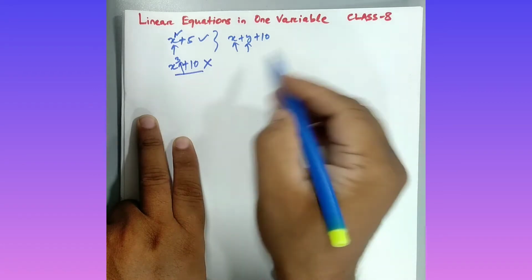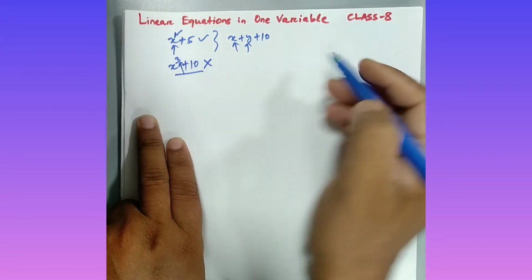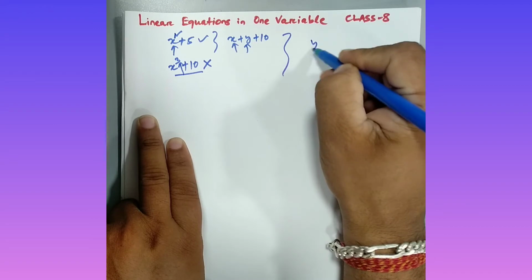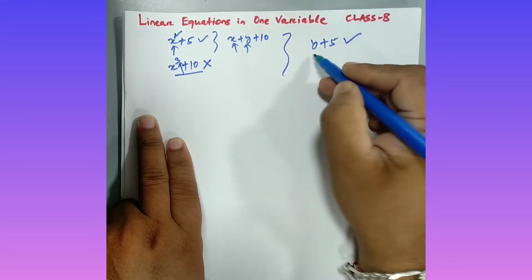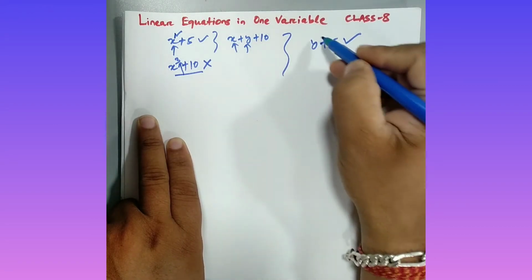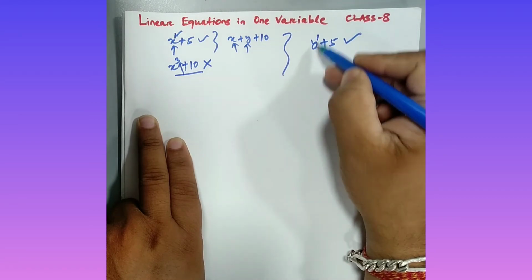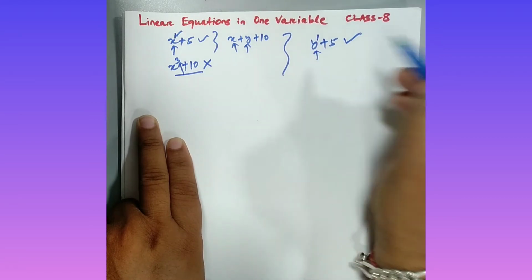Whereas suppose I give another example: y plus 5. Yes, this is a linear equation. Look here, y plus 5. The power is what? 1. So this is a linear equation with one variable. Only one variable is there.